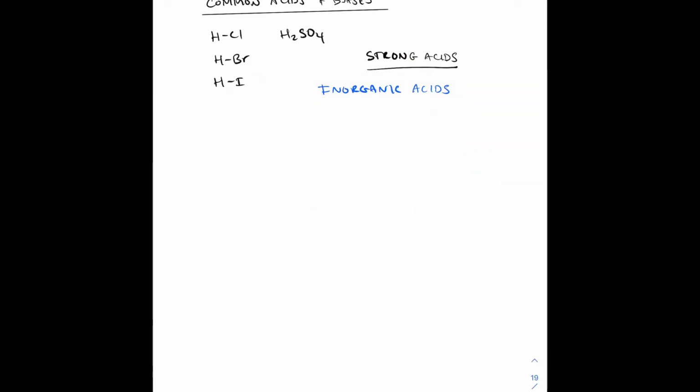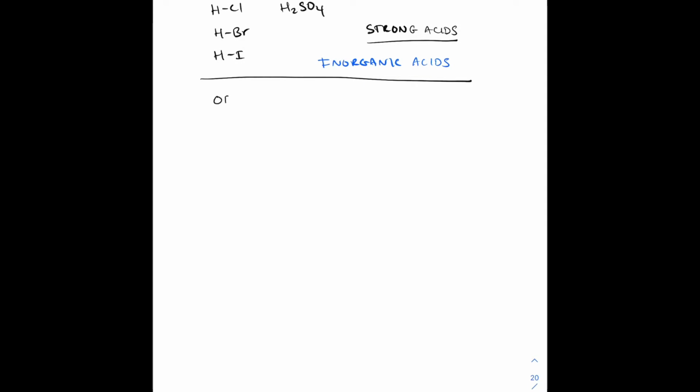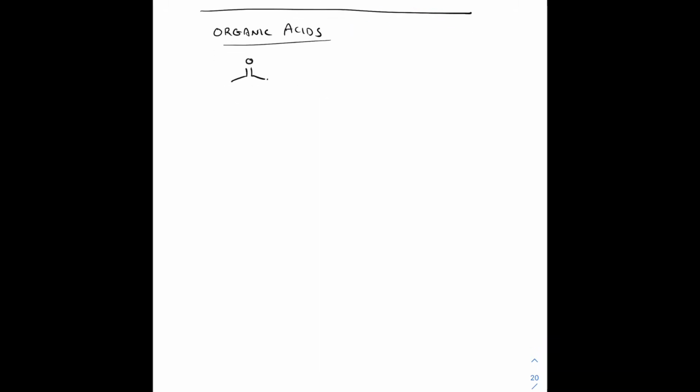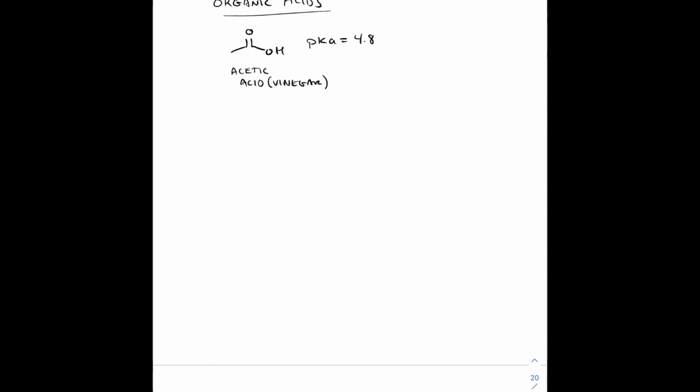I mean, this is organic chemistry, right? But these are obviously used very often, and that brings up organic acids, right? And so these are the carbon-containing acids that we see quite often, such as acetic acid, which has a pKa of 4.8. Remember, acetic acid is also pretty much vinegar.